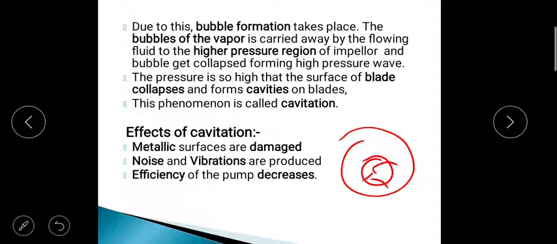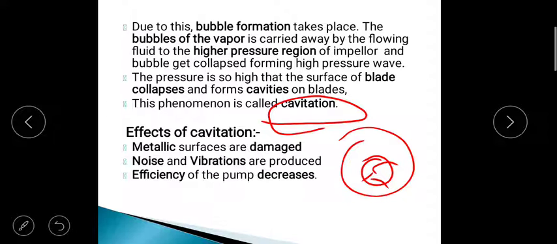So this will lead to the formation of cavities, and it will start collapsing the system of the centrifugal pump. So that phenomenon is known as cavitation: the formation of cavities because of decrease in pressure below the vapor pressure.